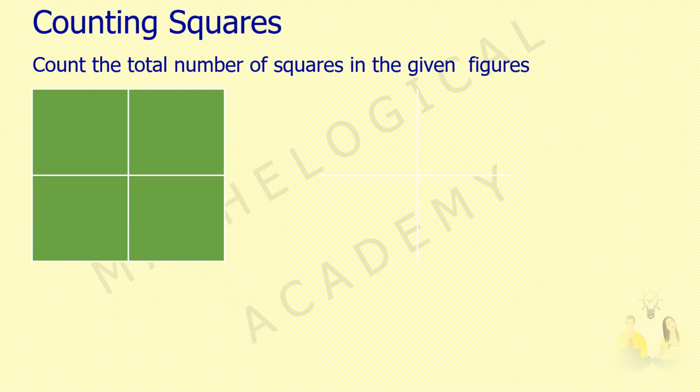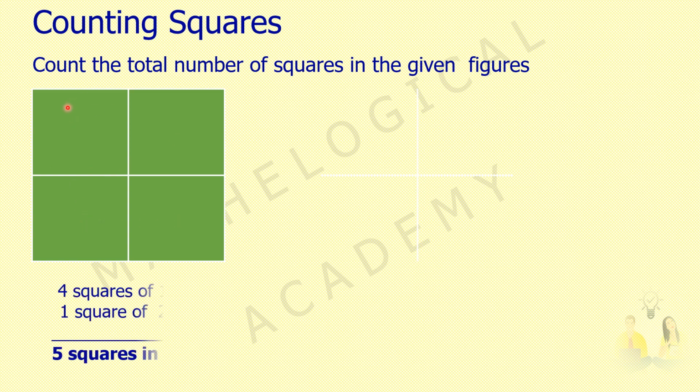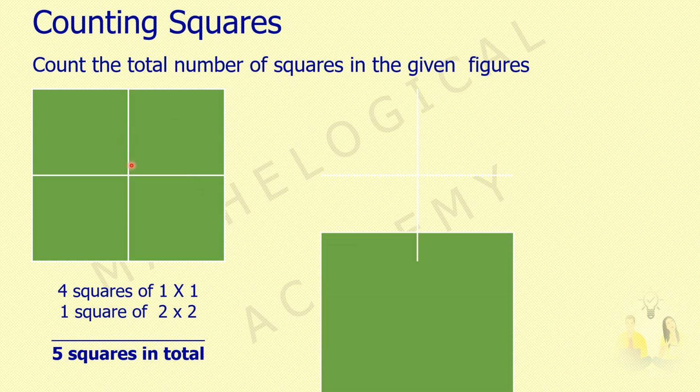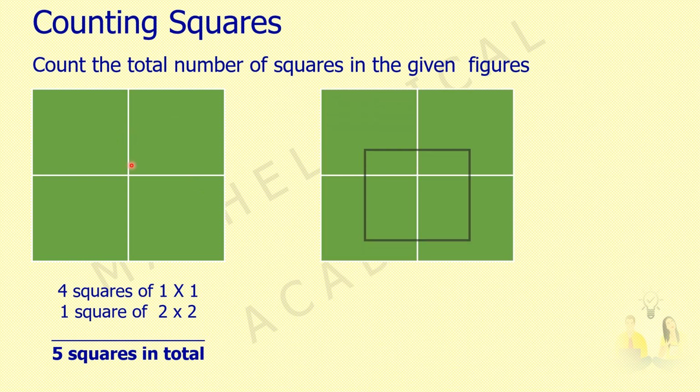One more pattern. We have already seen that the number of squares in a 2 by 2 grid is 5: 4 squares of 1 by 1 and 1 square of 2 by 2. What if we place one more square at the center? I'm talking about this gray square which I have put here. I already had 5 squares in the bigger one which is present here. I put one more square.